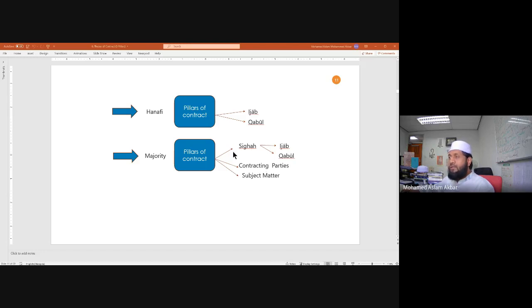The first one is called expression. Then you have ijab and qabul comes under expression. But this ijab and qabul, they are the two pillars of Hanafi. Then according to the majority, the second pillar is the contracting parties, and then the third pillar is the subject matter. So you are clear now with regard to the differences between these two schools of fiqh, schools of jurisprudence.